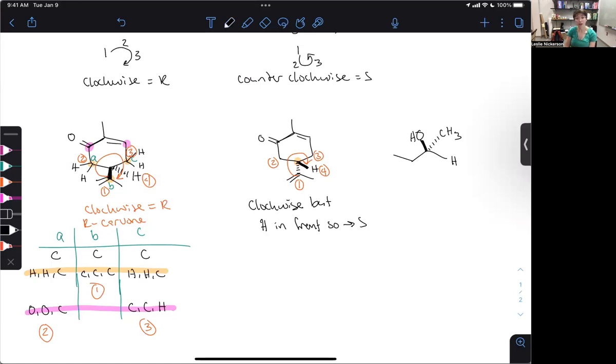But instead when it's in the plane. Okay, so this H is in the plane of that carbon ring. It's in the plane of the screen right now. And my wedges and dashes are my CH3 and my OH. So if I have my H in the plane, none of those two tricks are going to help you. So there's a couple of things that we can do here.